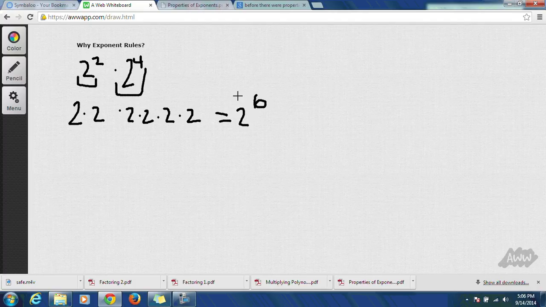So what we have is a rule that says that a to the m power times a to the n power equals a to the m plus n. What it does is, in this case, I have it to the 2nd power and I have it to the 4th power. So when I add those together, I get my answer up to the 6th power.